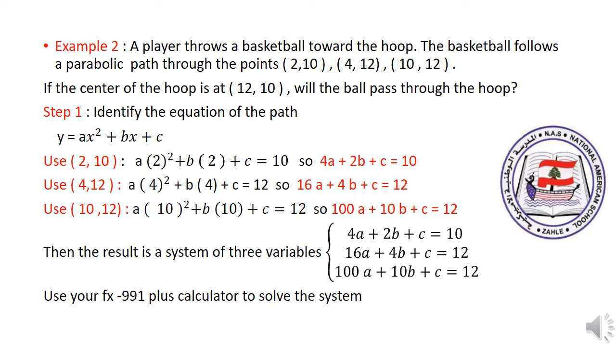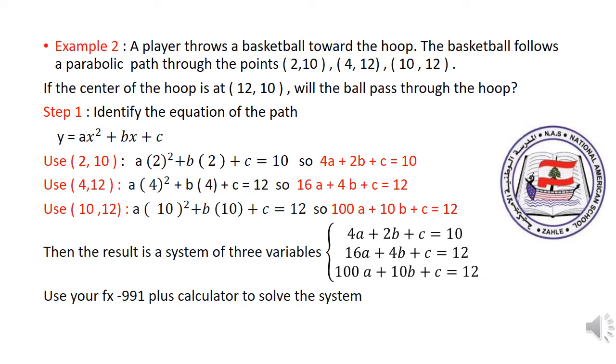To solve this problem, first we need to identify the equation of the curve, y = ax² + bx + c. So we need to use the 3 given points in order to define the equation. By using the first point (2, 10), we get 4a + 2b + c = 10. By using (4, 12), we get 16a + 4b + c = 12. By using the third point, we get 100a + 10b + c = 12.